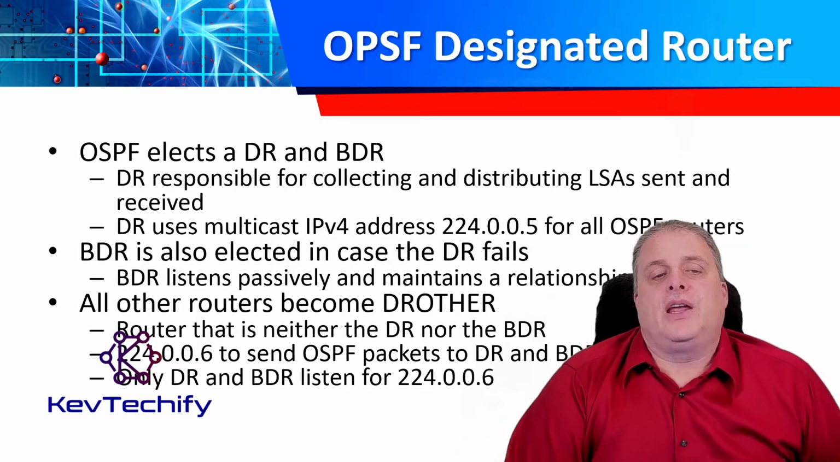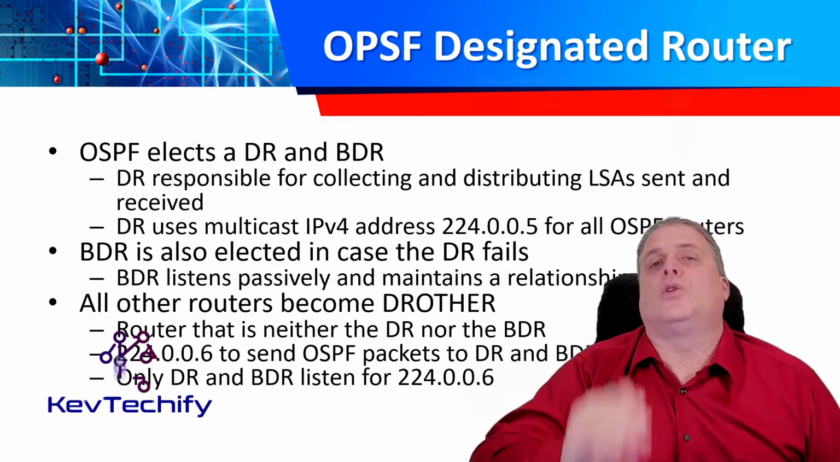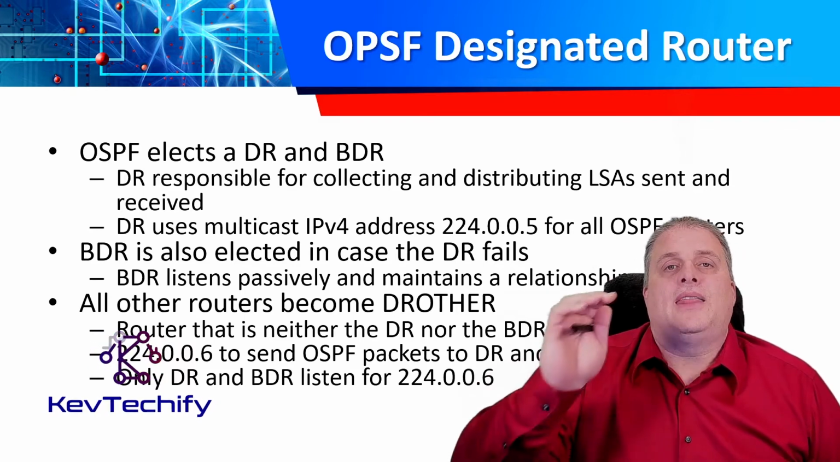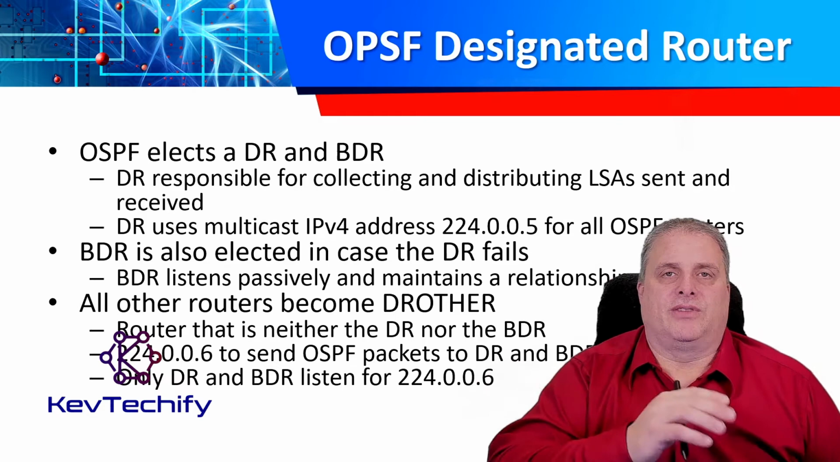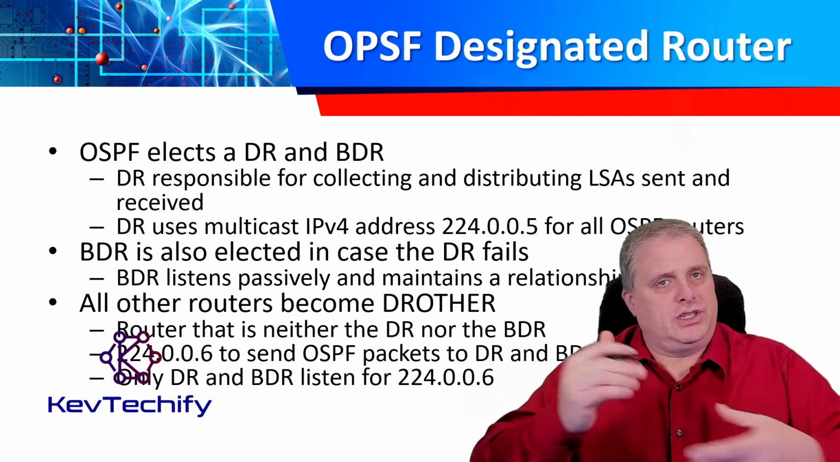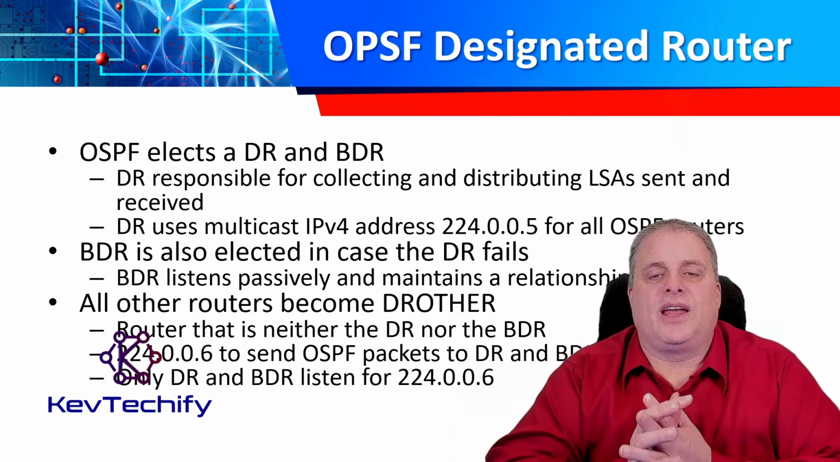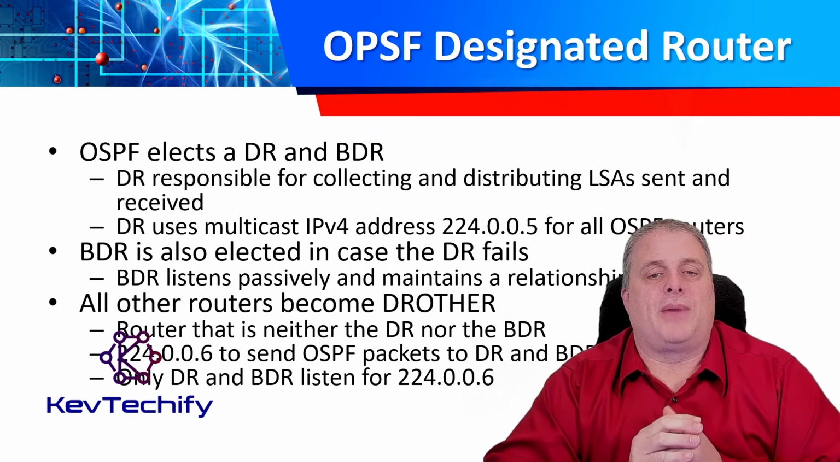The backup designated router is also elected during this process. It takes over for the designated router in case it fails. And that backup designated router, the BDR, it listens passively. That means it just listens to the information coming in. It builds its own table. It processes all that information, but it doesn't send out anything as long as it's the backup.